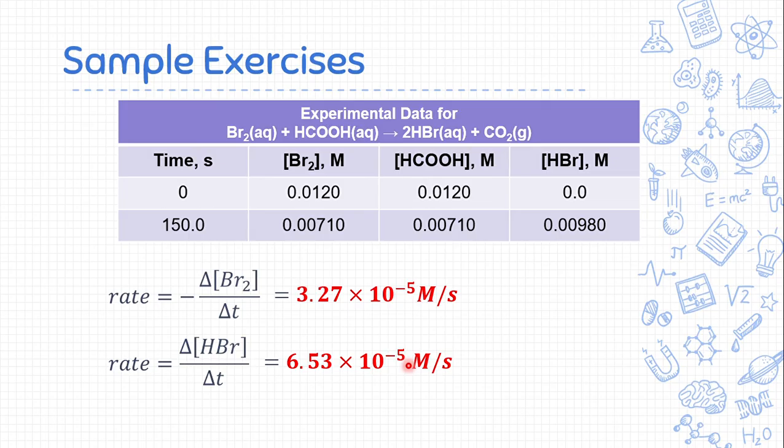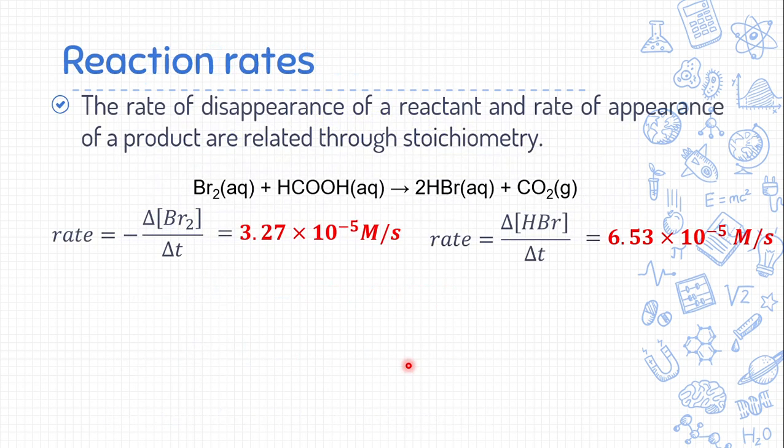If you look at the values, you would actually observe that the hydrogen bromide's rate is twice that of the bromine's reaction rate. So we could say that the hydrogen bromide is formed twice as fast as the bromine is being consumed. But how can we relate these two values pertaining to the same reaction, when we have different rates for the product and for the reactant? Why they are different is because of stoichiometry.